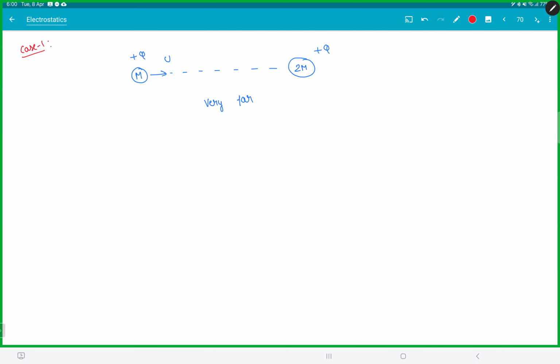There is an external force. How do you know that? He said 2m is fixed. Since 2m is fixed, meaning someone is holding it, or else 2m would have moved automatically. There is an external force. If there is an external force on a system, you can't conserve linear momentum.